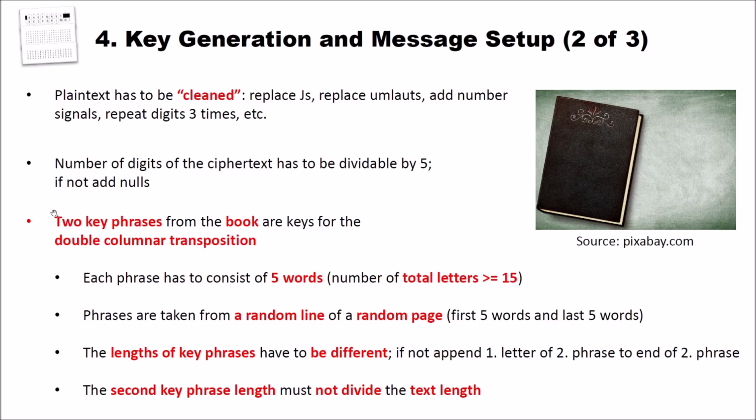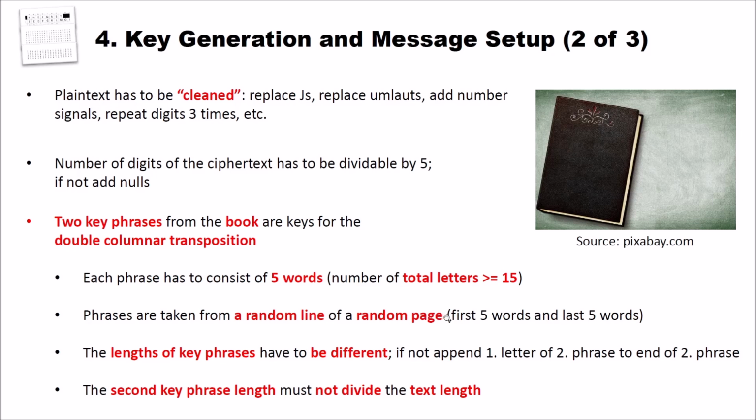Then we have to take 2 key phrases from the book, and these are the keys for the double columnar transposition cipher. So the agent and the Stasi have the same key book. And each phrase that we take from the book has to consist of 5 words, and the total number of letters of each of these phrases that we use for the double columnar transposition cipher has to be 15 or larger. The phrases are taken from a random line of a random page.